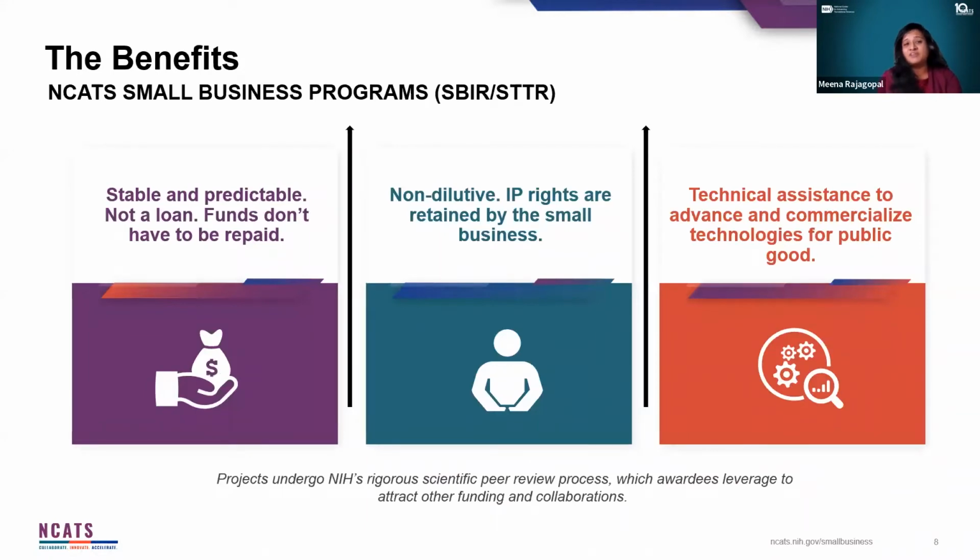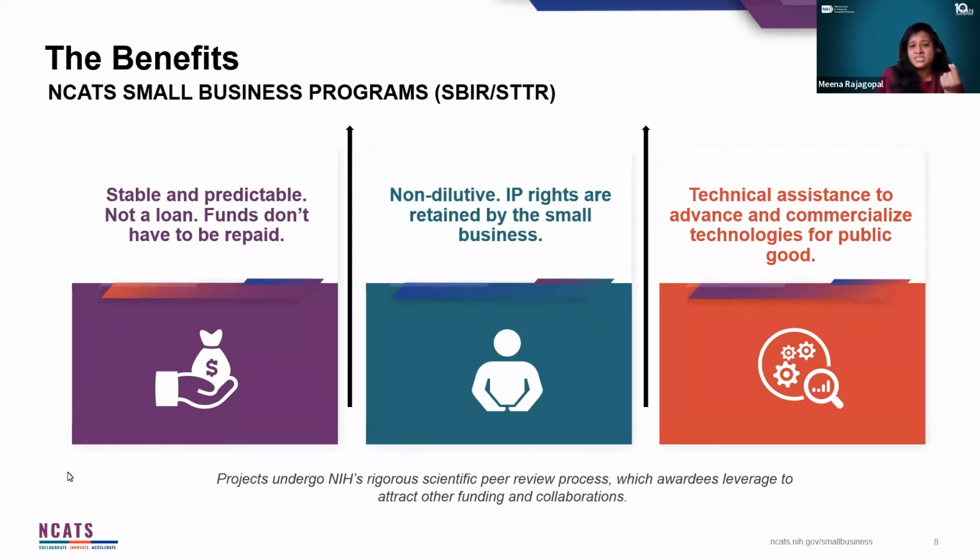So there are multiple benefits to applying to the small business program, right? First of all, like I said, the budget for this program tracks the agency's budget, so the funding is stable and predictable. Second of all, it is non-dilutive, meaning the IP rights belong to the small business. And once awarded, the small businesses can then leverage other programs within the NIH, like the technical and business assistance and I-Corps programs, and also request supplemental funding to further develop and commercialize the technology.